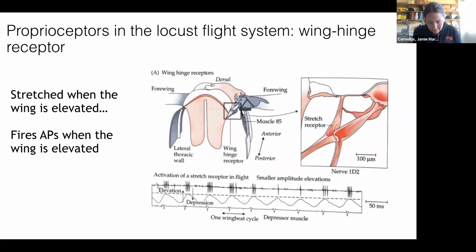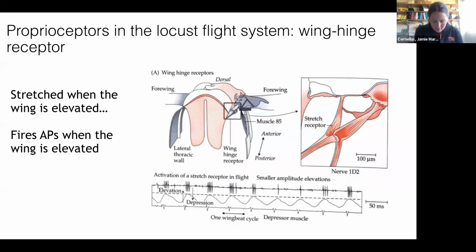So you can see in this trace on the bottom here that as the wing moves up and is at the kind of peak elevation, which is that dotted dashed line going across there, you can see that when that reaches the peak, you get a big burst of activity in it, and it's really stretched until it then relaxes all the way back down.